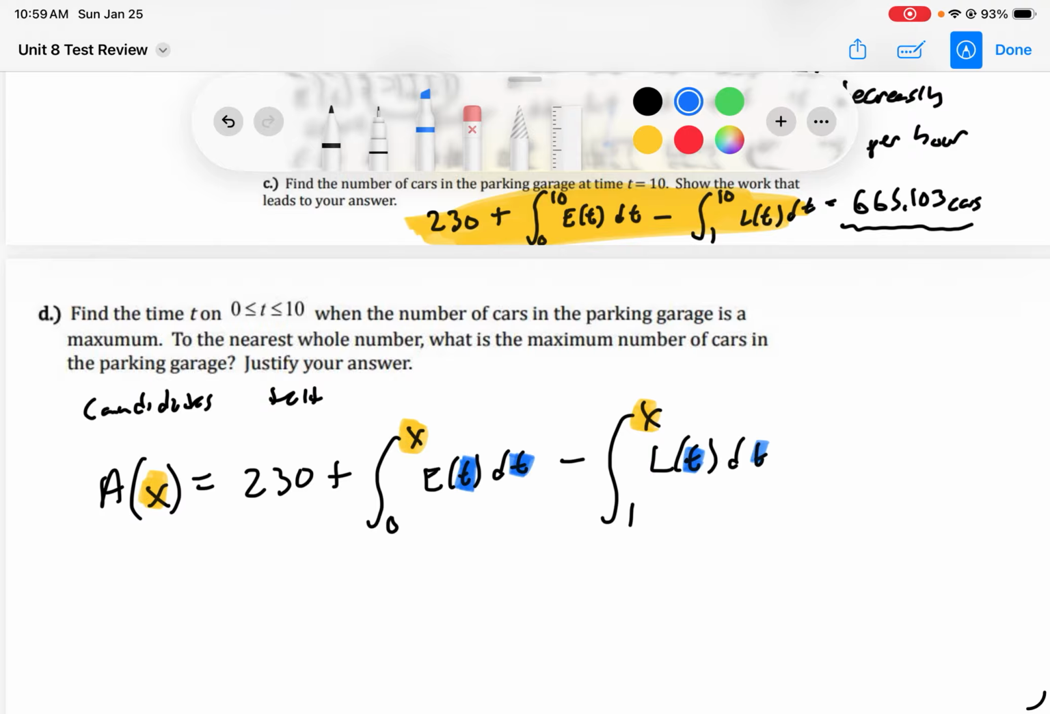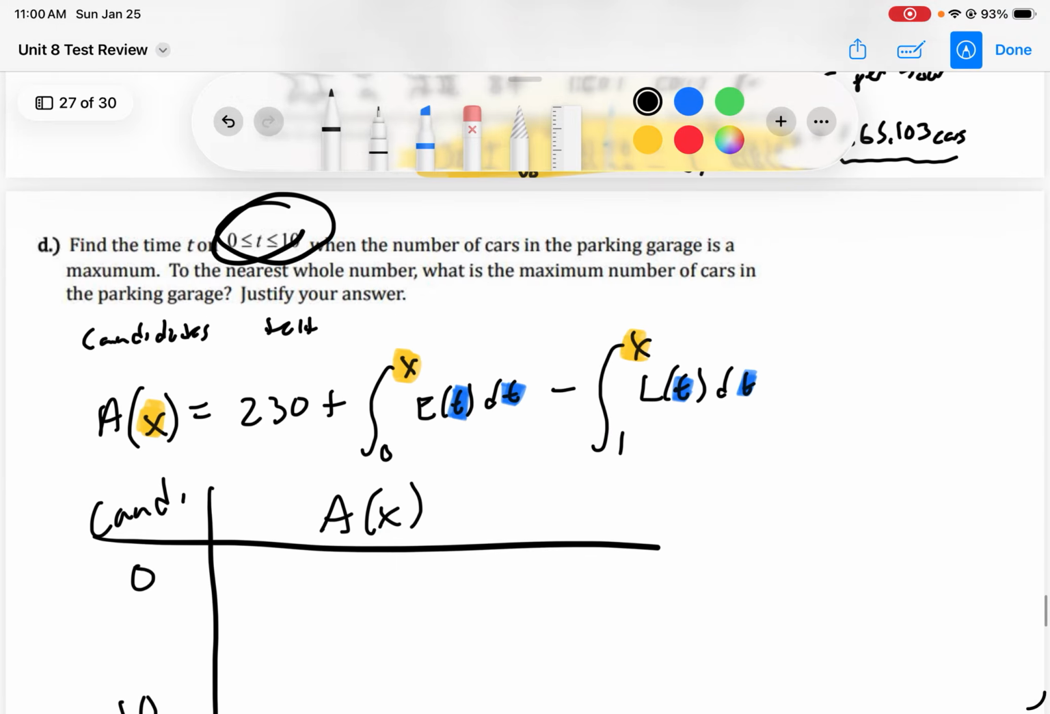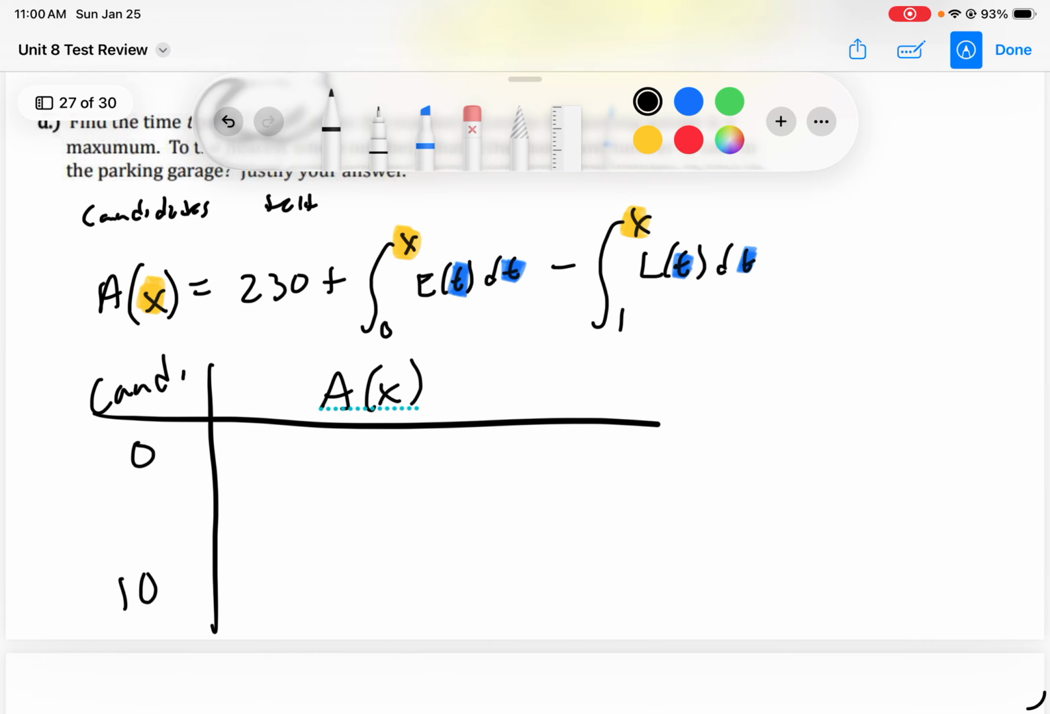Anyways, so again, this is very similar to that last one. The candidates, and then A of x values. Candidates are 0 and 10, because that's my interval. Those are always on there. Maybe if you write both of those on there, they give you a point. Who knows? Okay, I also need to find where the derivative is zero. So I need to find critical values. Critical values are relative min and max. That's where the max could happen on an interval.